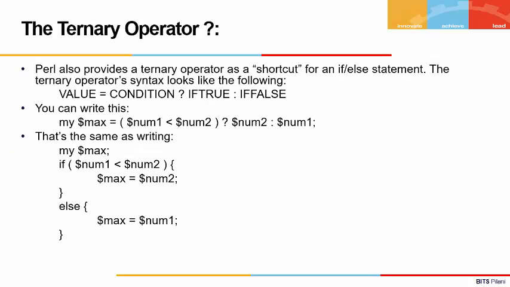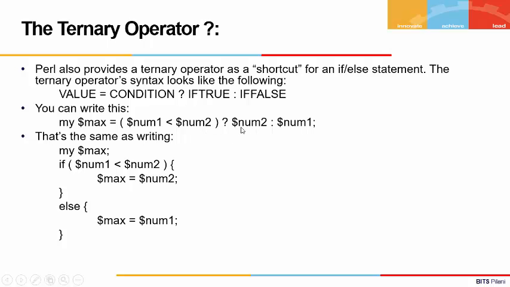And there is something called the ternary operator. Perl also provides a ternary operator as a shortcut for the if-else statement. This is the syntax: the value is given with an equal sign, after that a condition is given, and if the condition is true it gives the first value, or else it gives the false value. For example, we have the variable max here, and we put a condition here, and if this is satisfied, it will print.